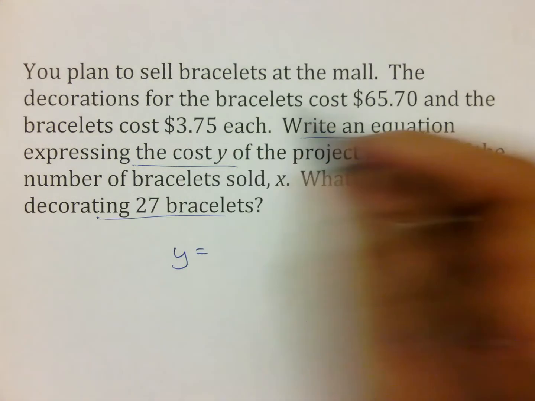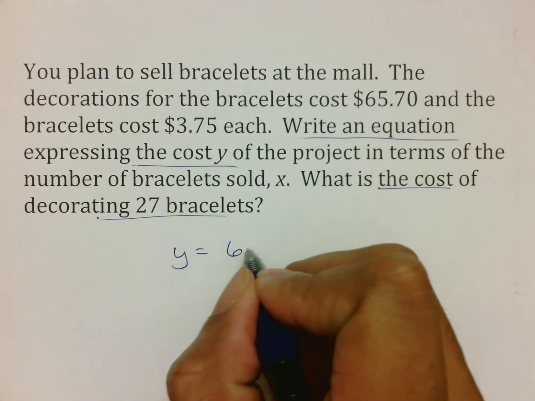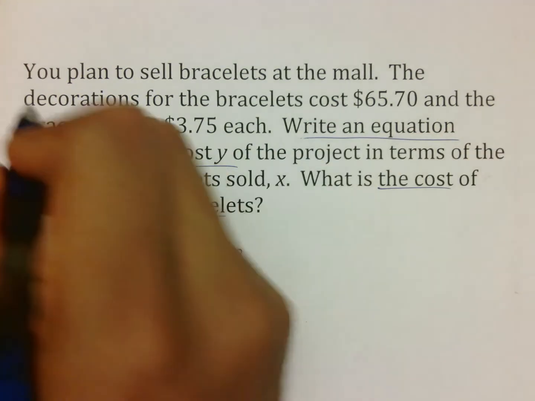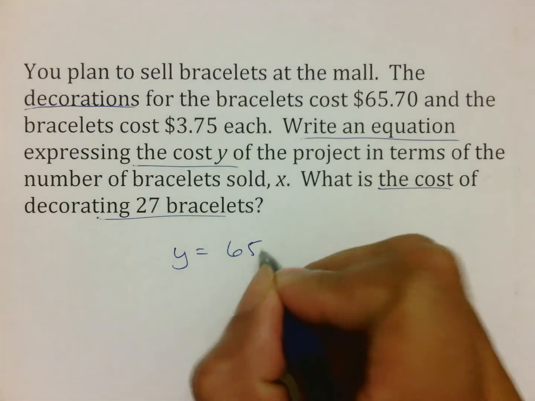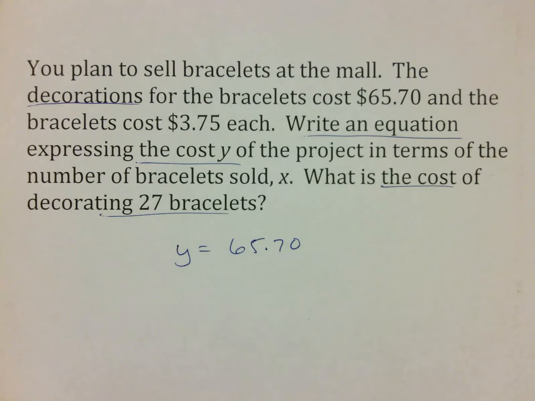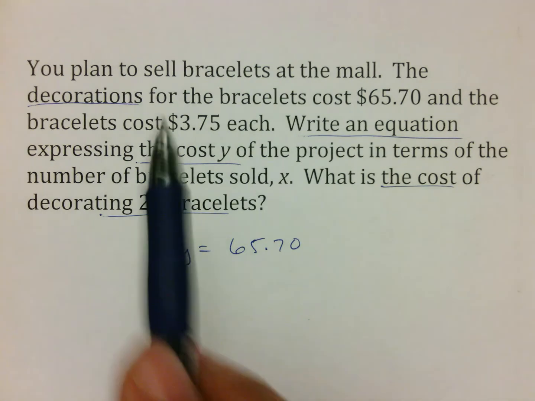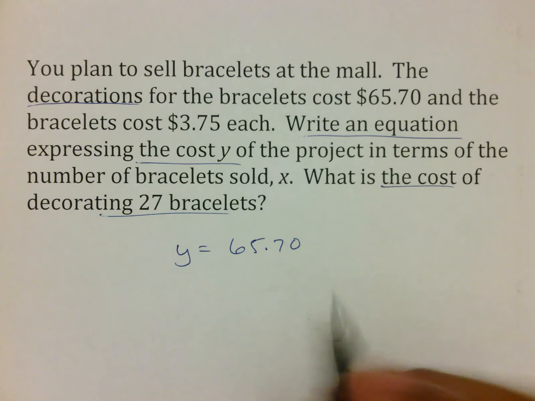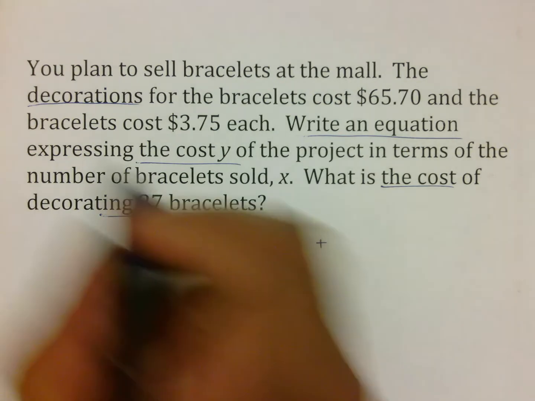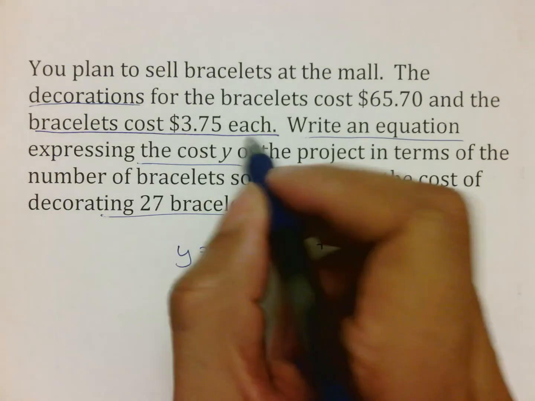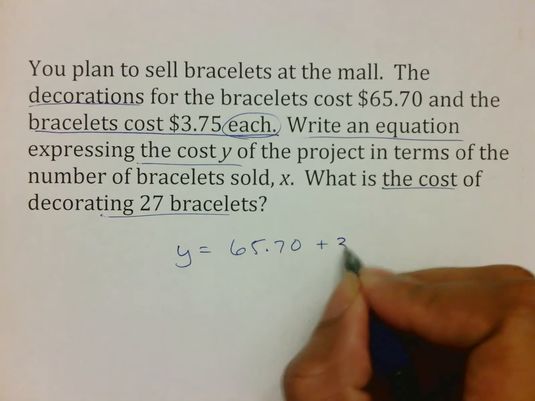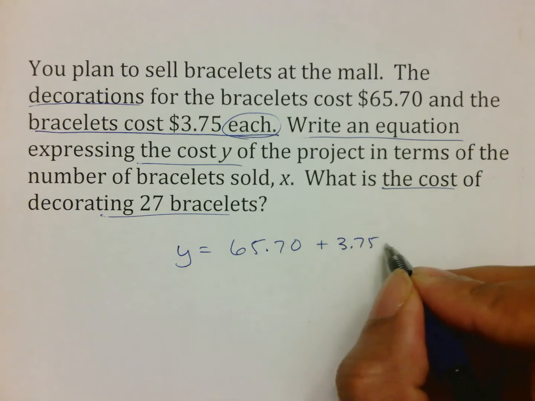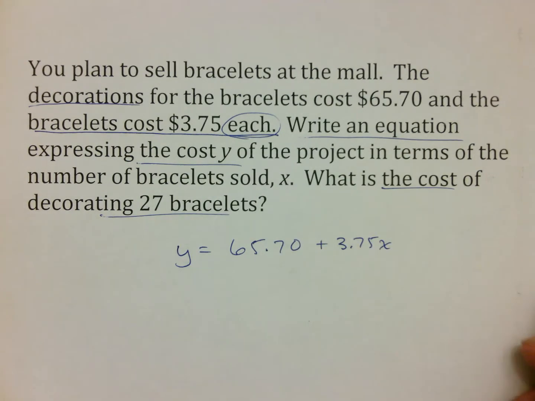First thing is the decorations cost $65.70. So $65.70 is a one-time purchase there. So again, the cost for the decorations is $65.70, and which means we're going to have more. The bracelets cost $3.75 each. Again, the key word there is each, which means we're going to put 3.75x here.